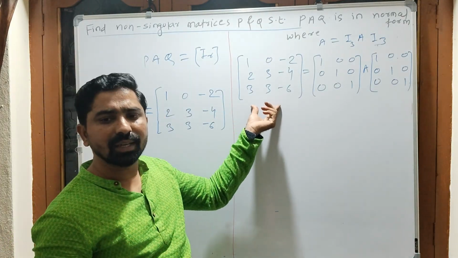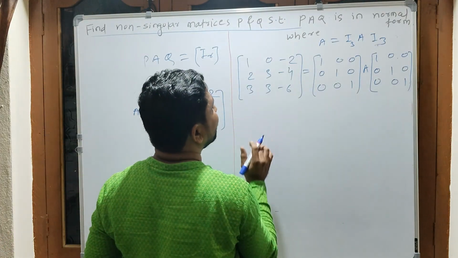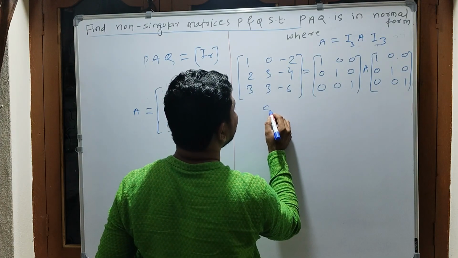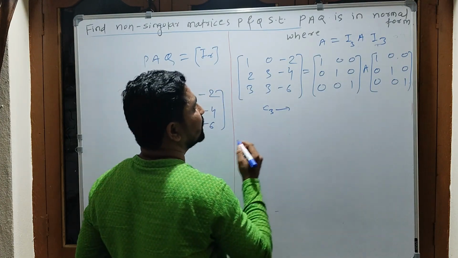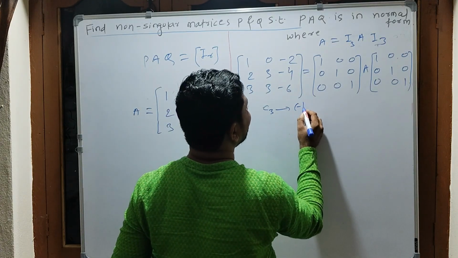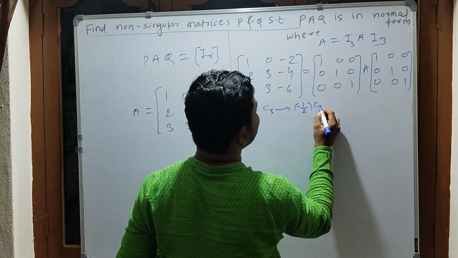Now so this is the matrix. I want to convert this matrix into the normal form. So here first I am applying the elementary column operation: can I apply here C3 changes as C3 plus 1 by 2 of C3, that is, minus 1 by 2 to C3.